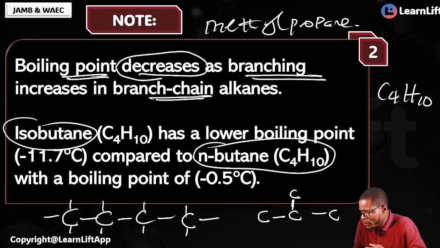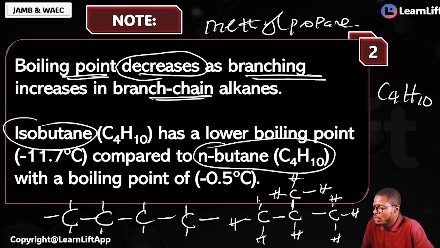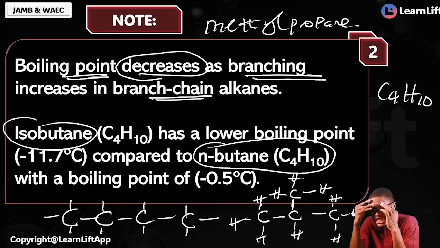At the middle, come and put carbon there, 4. Then all of this side will now have hydrogen, hydrogen, hydrogen, hydrogen. That's 3. Here is 4. Here is 5. Here is 6. Here is 7. Here is 8. Here is 9. Here is your 10. Isobutane. It's either I call it isobutane or your methylpropane.